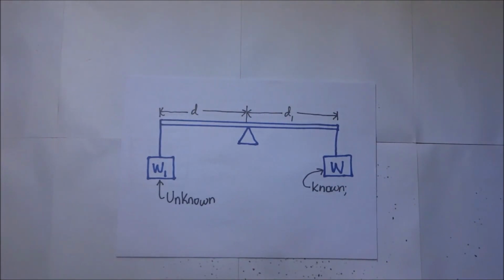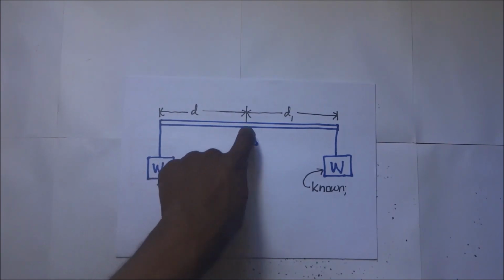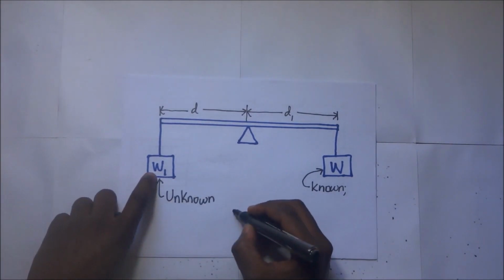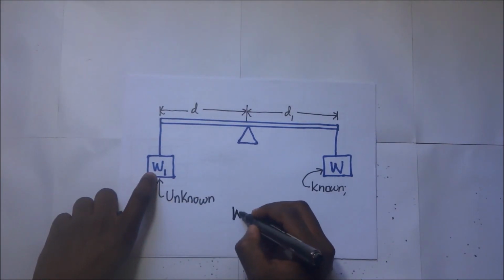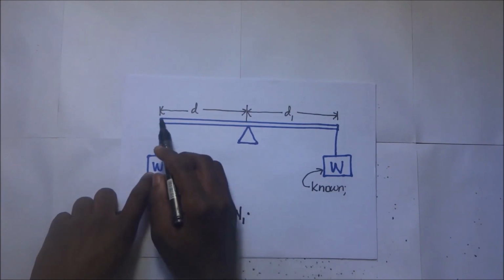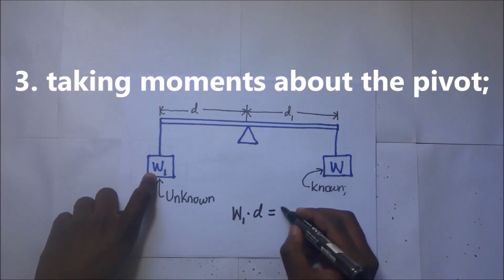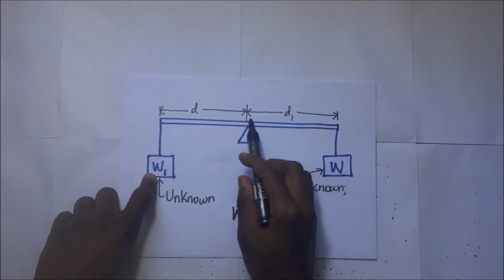And when we do so, we shall take moments about this pivot. Now, I assume by the time you're watching this video that you are well conversant with the principle of moments. Of course, the principle of moments is that clockwise moments are equal to anti-clockwise moments. So we are going to take moments about that pivot, and so it's going to be that W1 times the distance D is going to be equal to W multiplied by the distance D1.